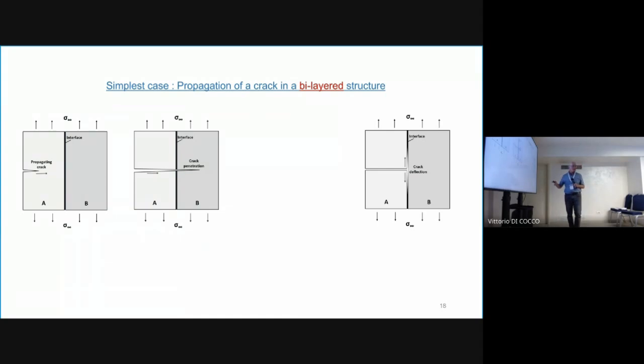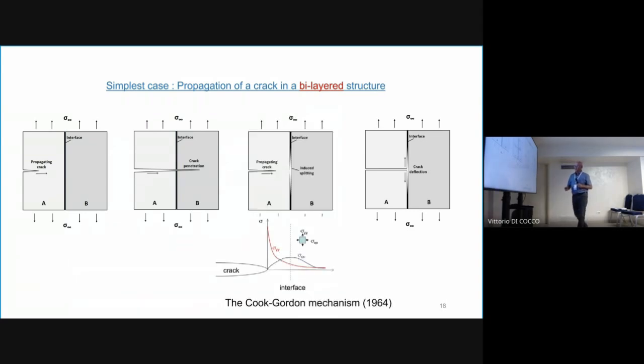If the interface is weak, low adhesion, then the crack deflects. And in many cases, you have the Cook-Gordon mechanism, in which the interface feels the presence of an incoming crack and breaks. It splits. That's called the Cook-Gordon mechanism.